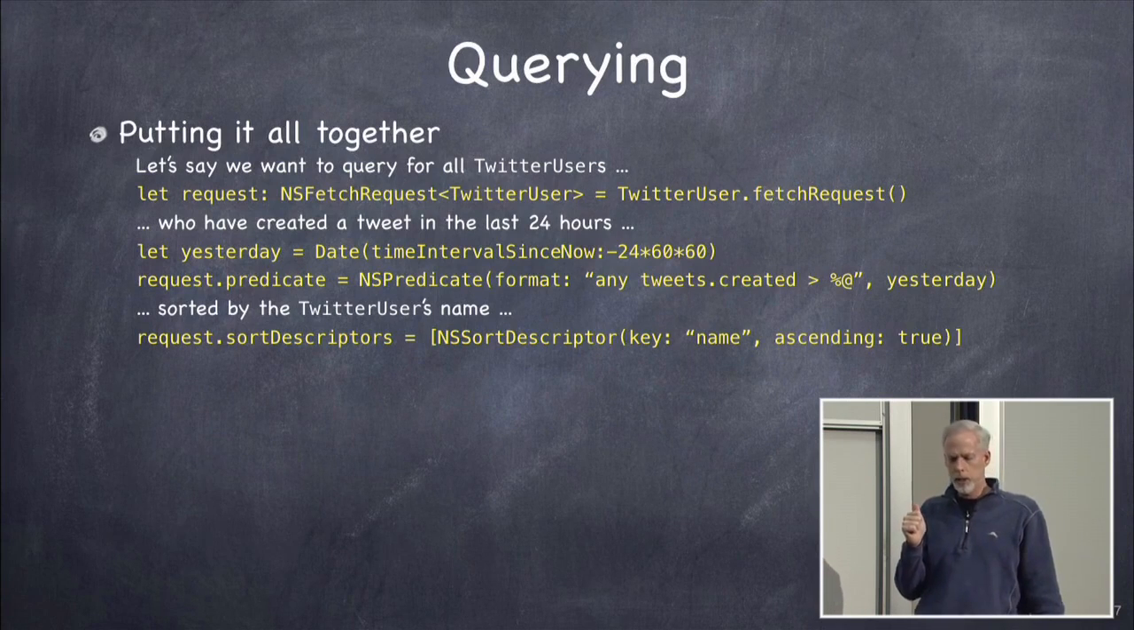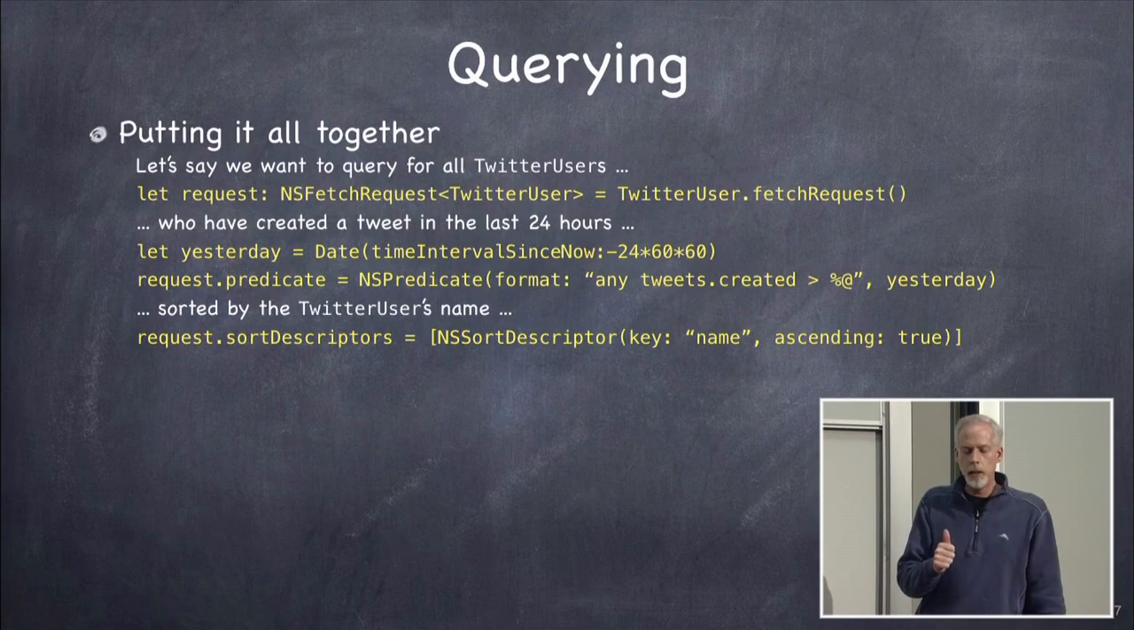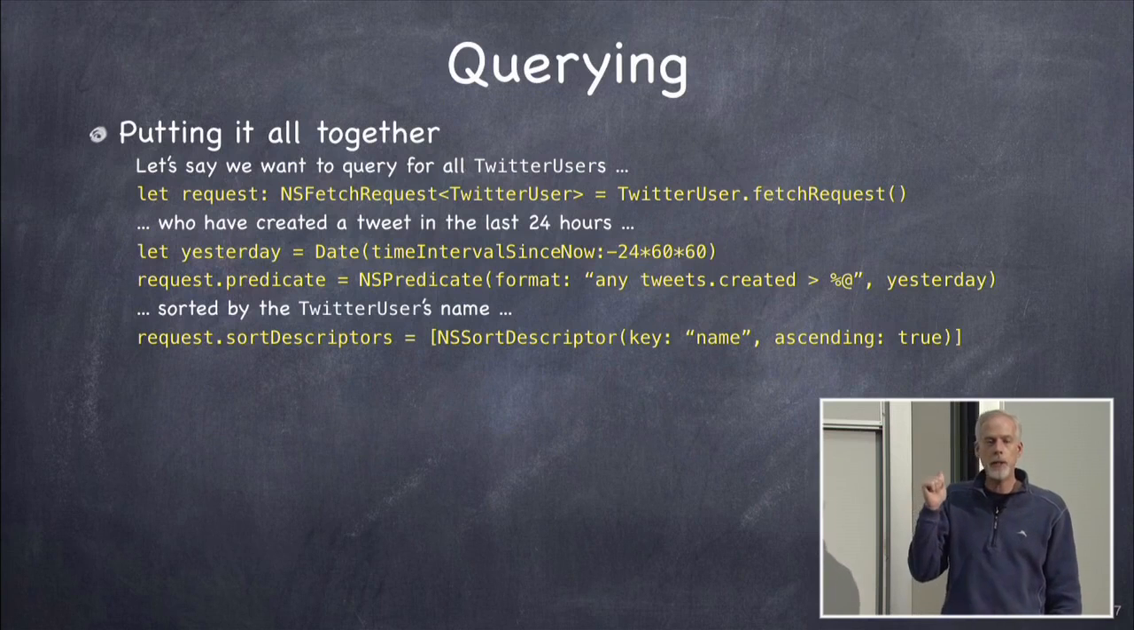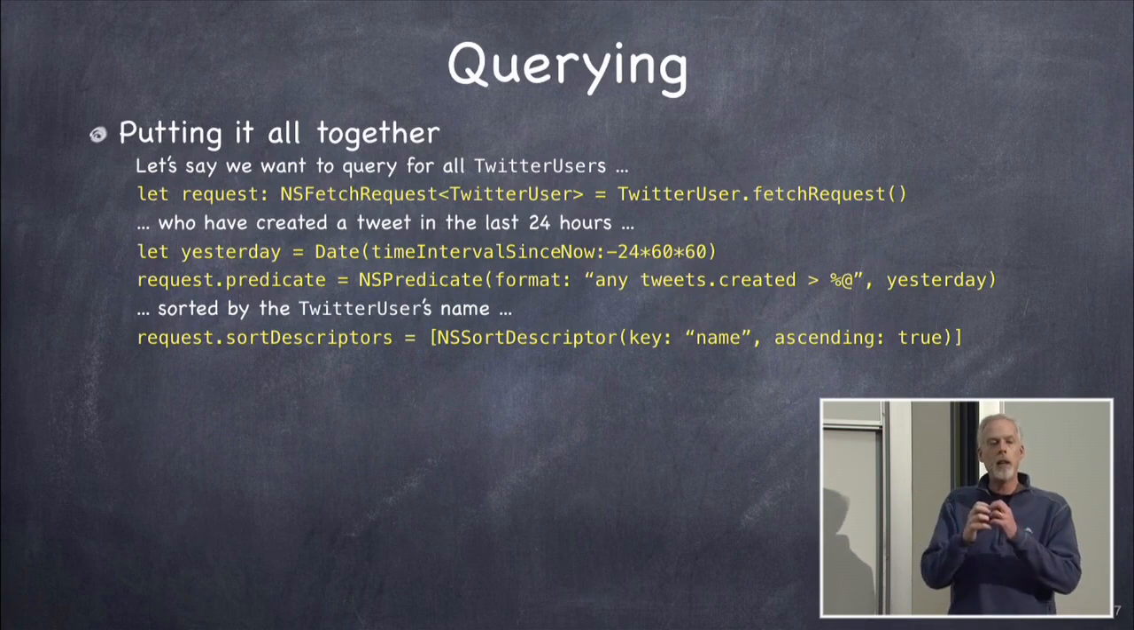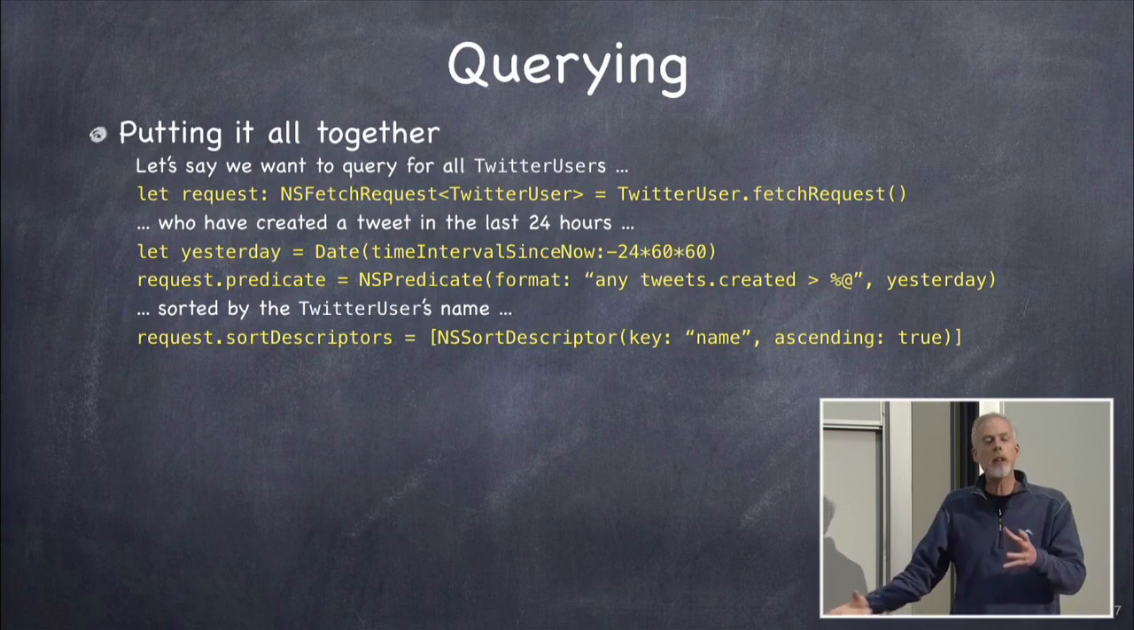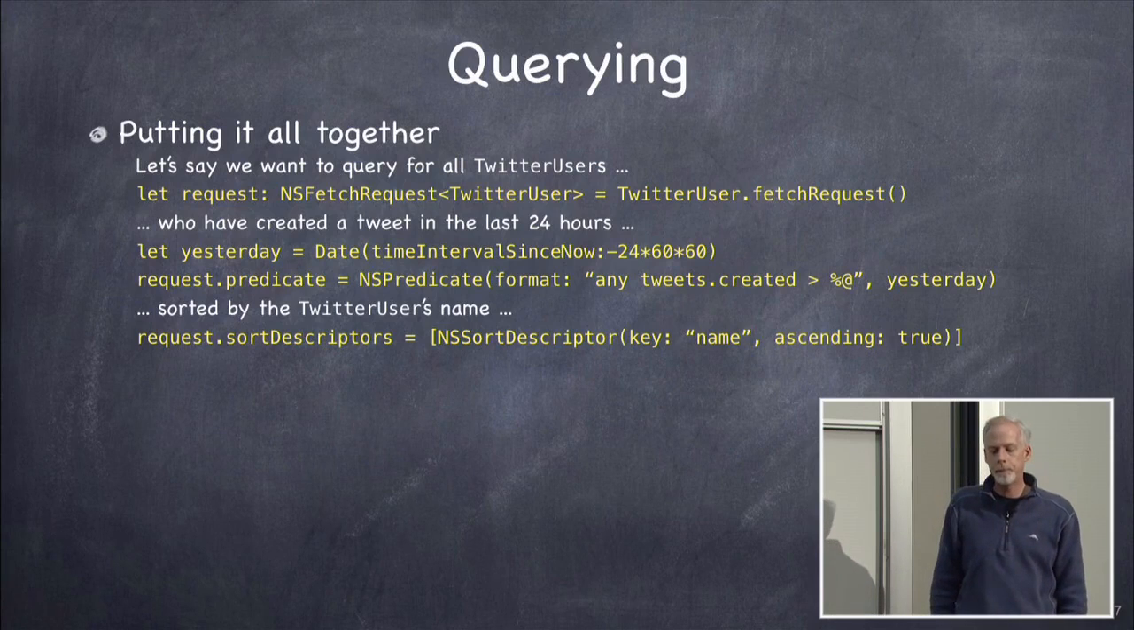Or since yesterday, I guess. Yes, created is greater than yesterday. So I'm finding all the Twitter users who have created tweets in the last 24 hours. That's what this one does. So "any" is a special term, okay, that means match any of these things. And these things are tweets that are created since yesterday.